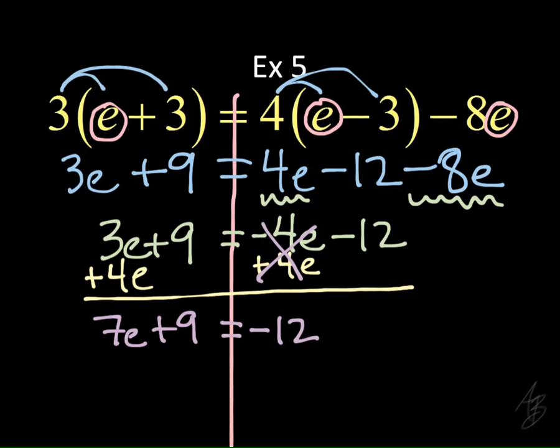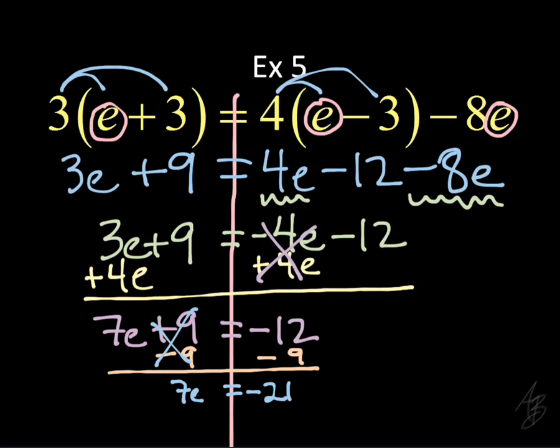Then we solve as usual, right? So subtract 9 from both sides. Too much work, Aaron? 9's cancel. We're left with 7E on the left. And what's negative 12 minus 9? They're both negative, so are we going to add or subtract? We add. 12 plus 9 is 21, and it's negative because they were both negative.